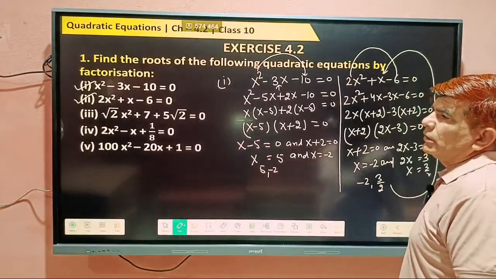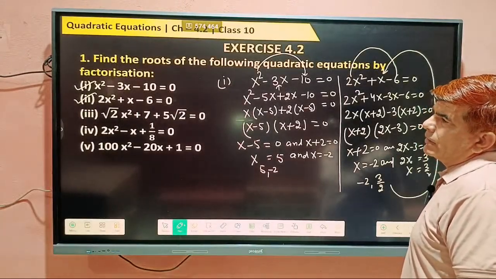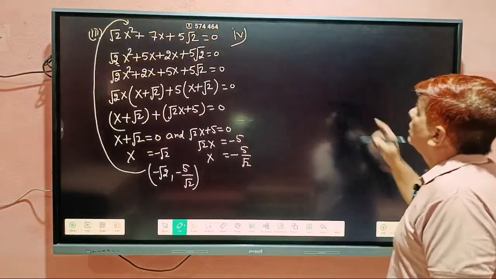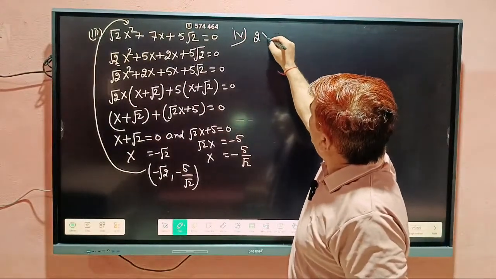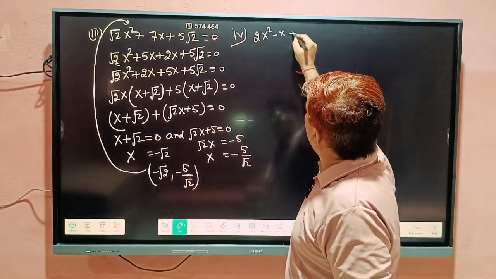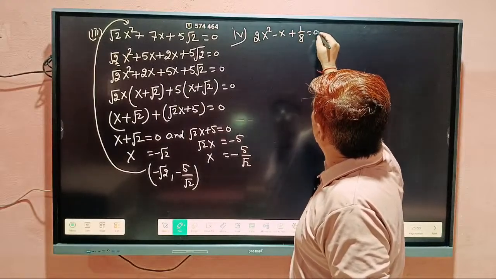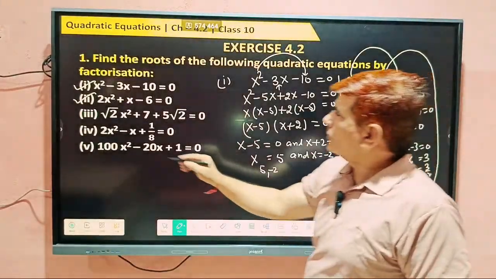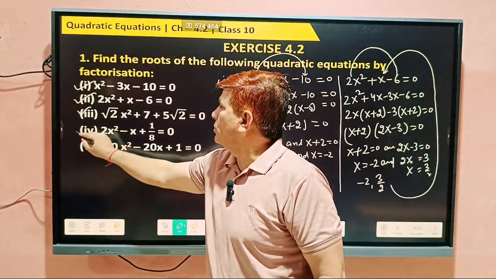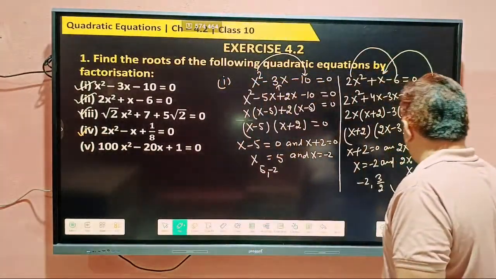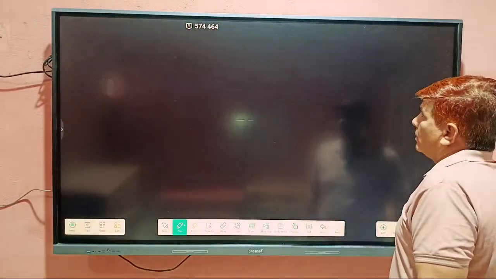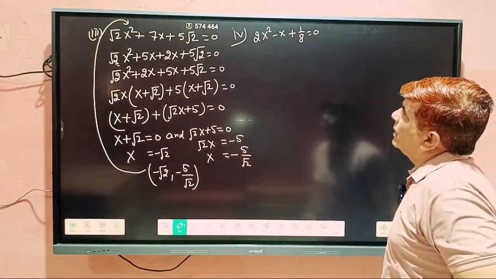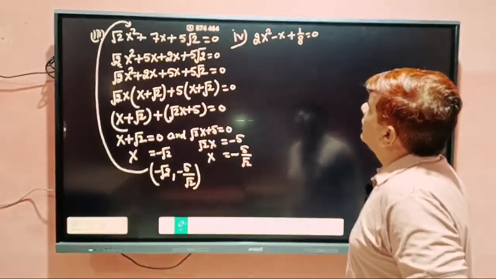Fourth part. This is given: 2x square minus x plus 1 by 8 equal to 0. Look one time, this we have shown. So now here, we can show it. So what's coming? This 2x square minus x plus 1 by 8.